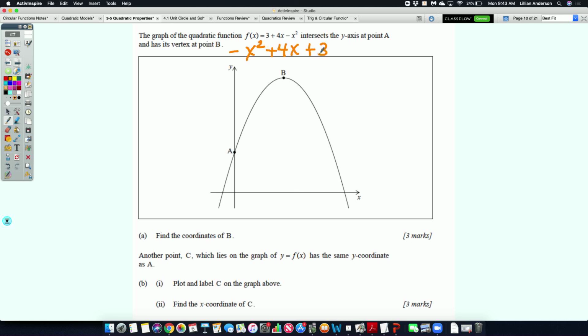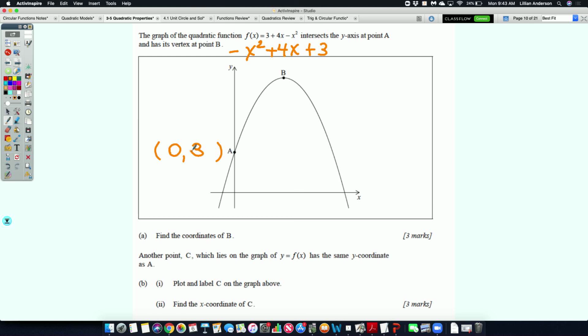3 represents what? The c, aka the what? And on the graph, it will represent what? The y-intercept. So already you know what the value of A is. A is (0, 3). Now, granted, it didn't ask you for that, but, you know, it's good to know. We actually do need it, though, to do b-i and b-ii.